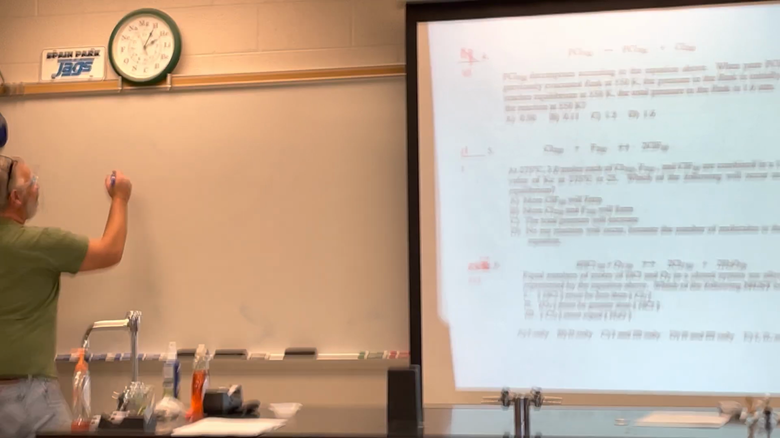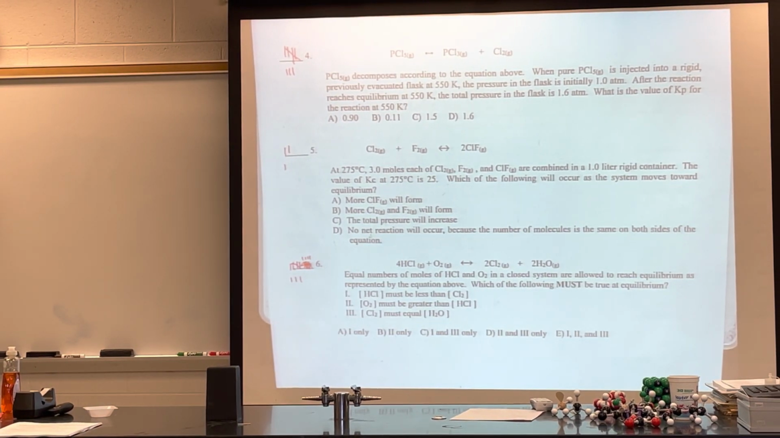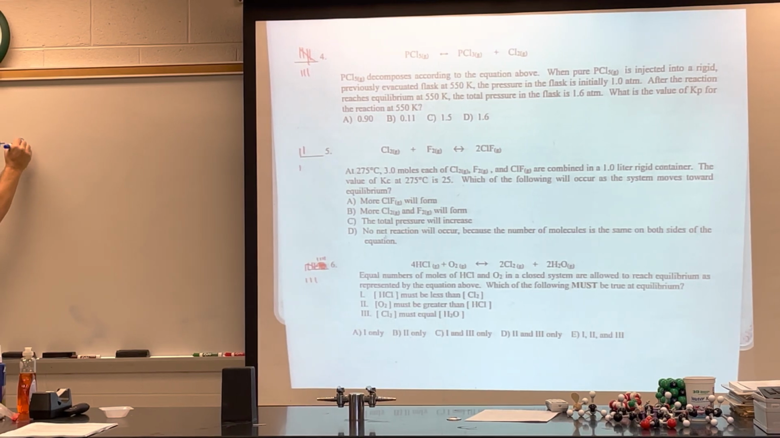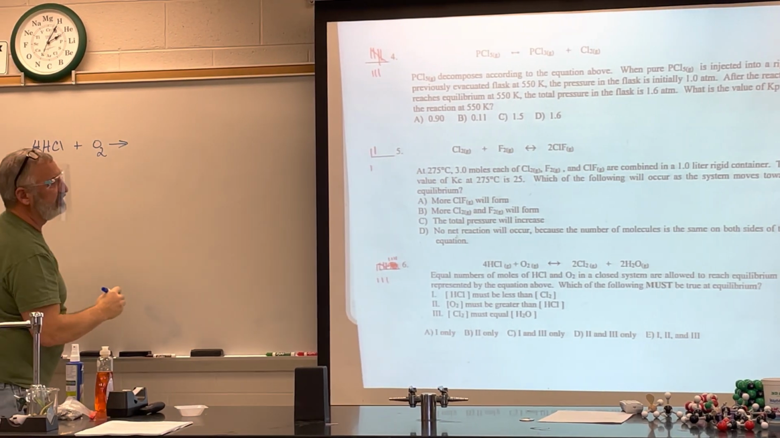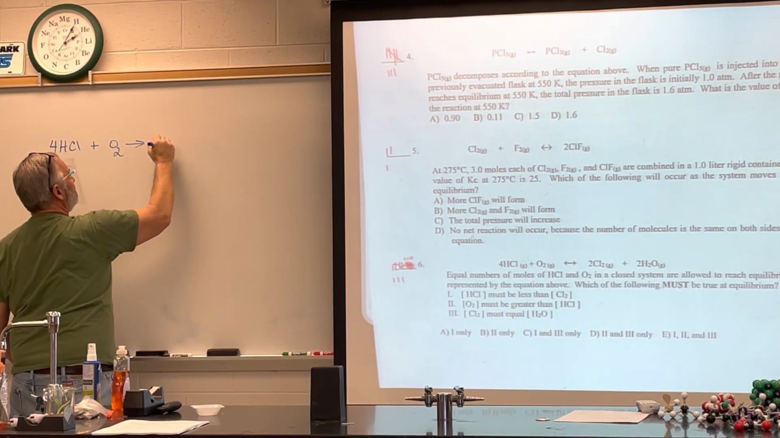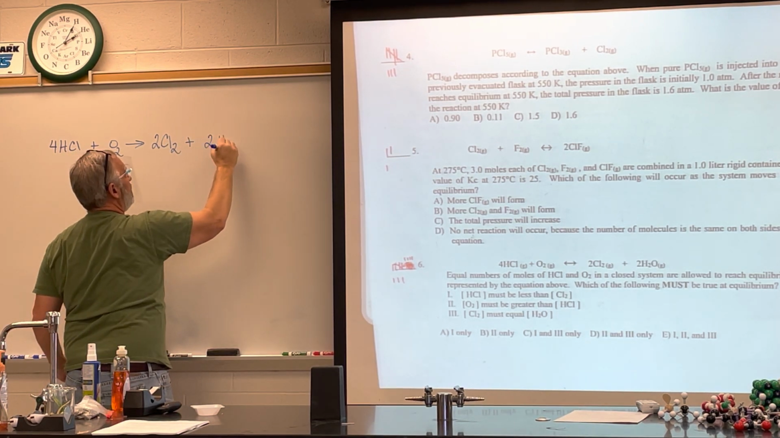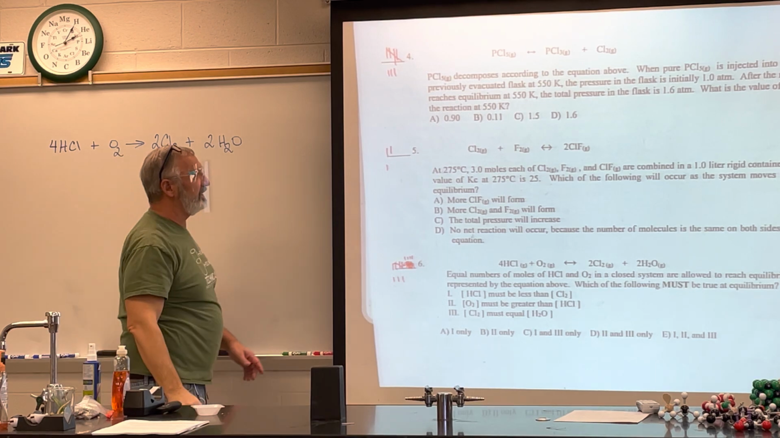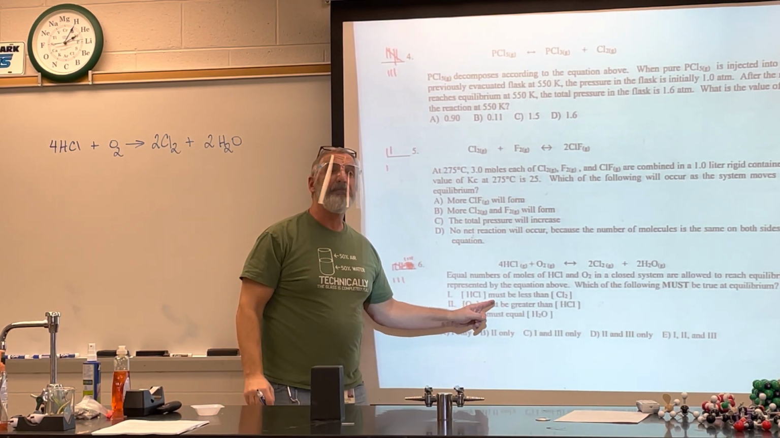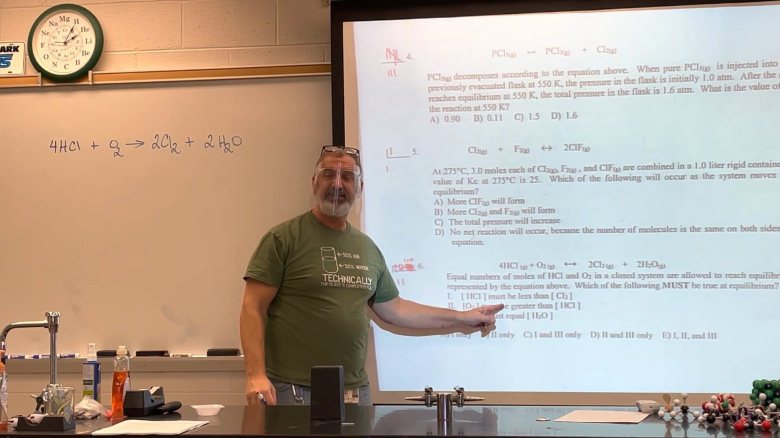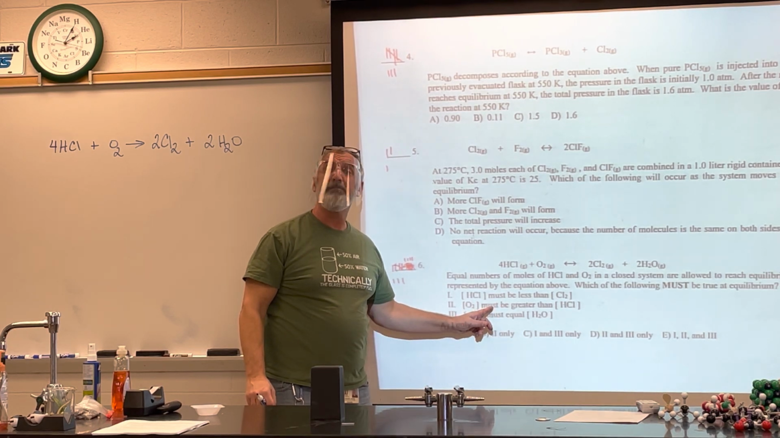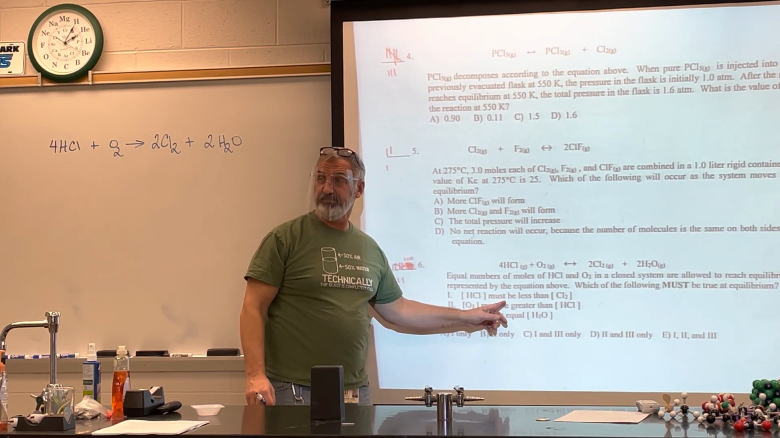So we have 4 HCl plus O2 goes to 2 Cl2 plus 2 H2O. Now the key word in this is "must be." Not "can be," but "must be." That means all the time.